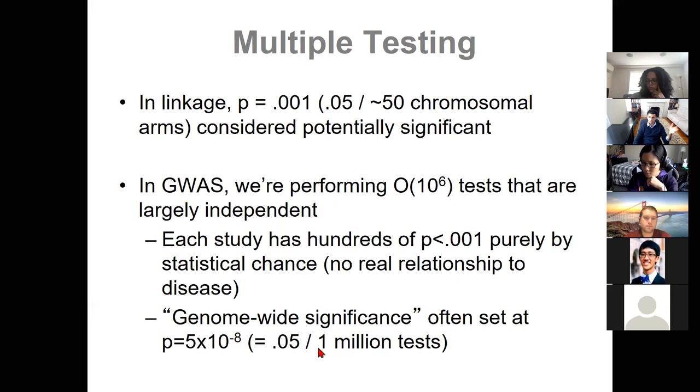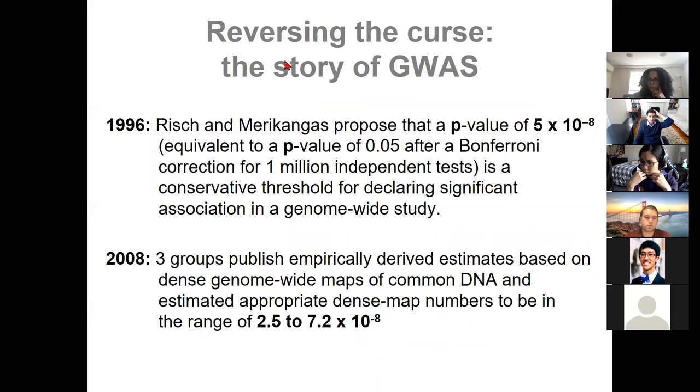Everybody with me? So what that allows us to do is now come up with a much more stringent test that everybody needs to pass. And that's what reversed this curse of GWAS, where things would just not replicate.